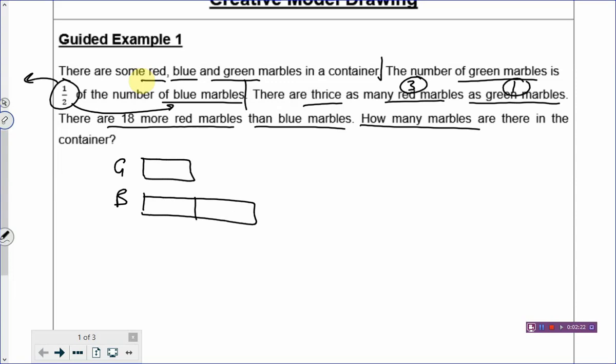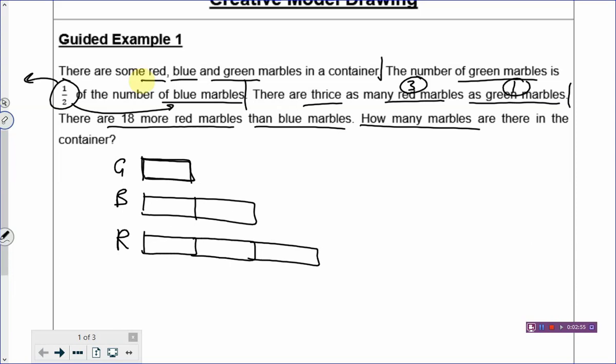There are 3 times as many red as green. Oh, there are 3 times as many red. It means that the red has 3 boxes and the green has 1 box. Can you see that in the model, the green has already 1 box? So all you have to do is just draw for the red another 3 boxes. So 1, 2, and 3. See? So the red is 3 times as many as the green. Alright, so the red has 3 boxes, the green has 1 box. And you are until here.